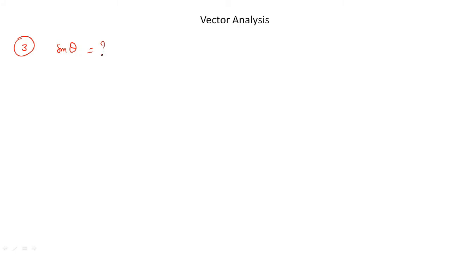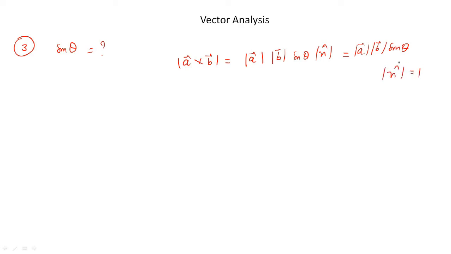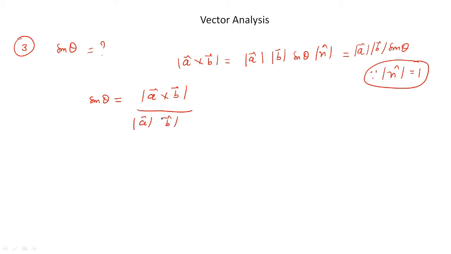Now we have to find sine theta. For finding sine theta, we know that if we take the modulus of the vector A cross vector B, then it will be equal to vector A modulus, vector B modulus, sine theta, unit vector n modulus, or we can write it as vector A modulus, vector B modulus, sine theta, because the modulus of the unit vector is equal to 1. So here we can find sine theta. It will be equal to vector A cross vector B modulus divided by vector A modulus times vector B modulus. We have already found vector A cross B modulus and it is equal to root 219.